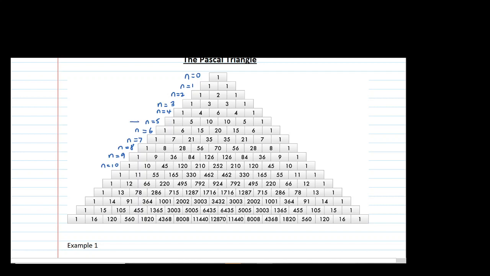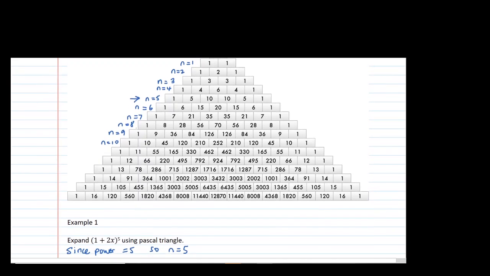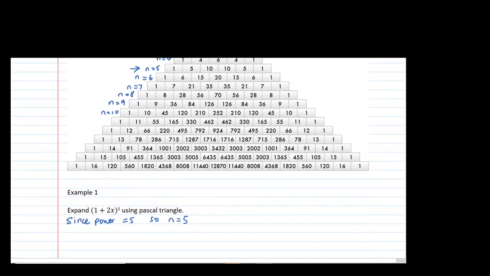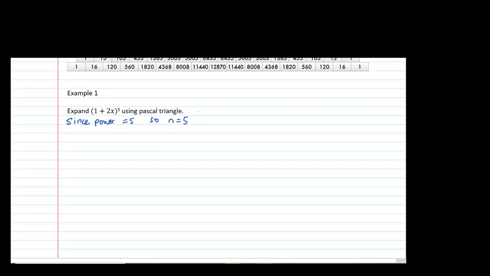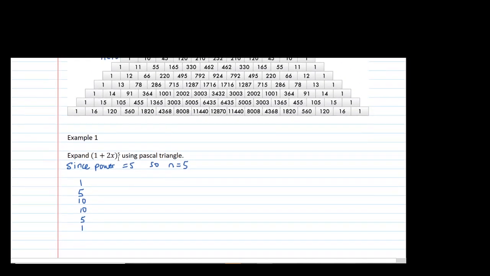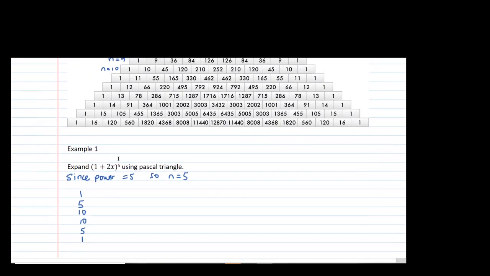So at this row here, we will work this out vertically. We will write down the numbers first: 1, 5, 10, 10, 5, 1.